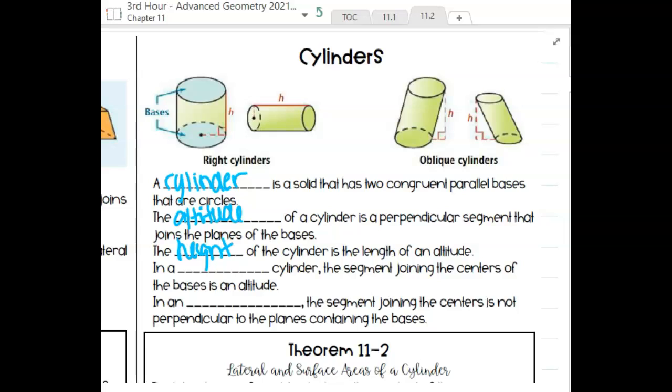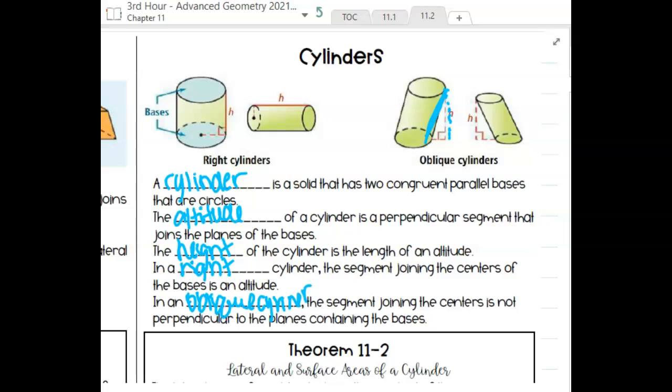And kind of like how we had right prisms and oblique prisms, we also have right cylinders. If it's a right cylinder, the altitude is going to be perpendicular to the bases, just meaning it's not going to be slanted, right? Because if you slant it, this height is not perpendicular to the bases. So the other one would be an oblique cylinder. The segment joining the centers is not perpendicular to the planes containing the bases.